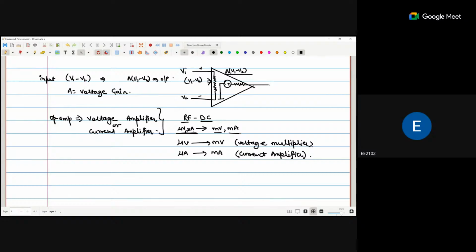So where we require the current to increase, we use the current amplifier. And power amplifiers we generally use for electrical purposes. For electrical purposes we use power amplifiers: class A, class B, class AB, class C, class D. There are different types of power amplifiers available, but they are used for electrical purposes. Electrical machineries require the power amplifiers.